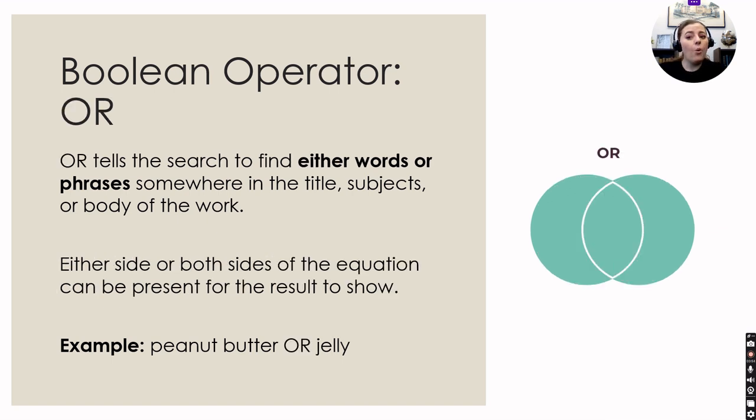Now, the operator OR tells the search to find either of the words or phrases. Either side or both sides of the equation can be present for these results to show. Here I say I want either peanut butter OR jelly. I'm okay with just peanut butter, just jelly, or both peanut butter and jelly.